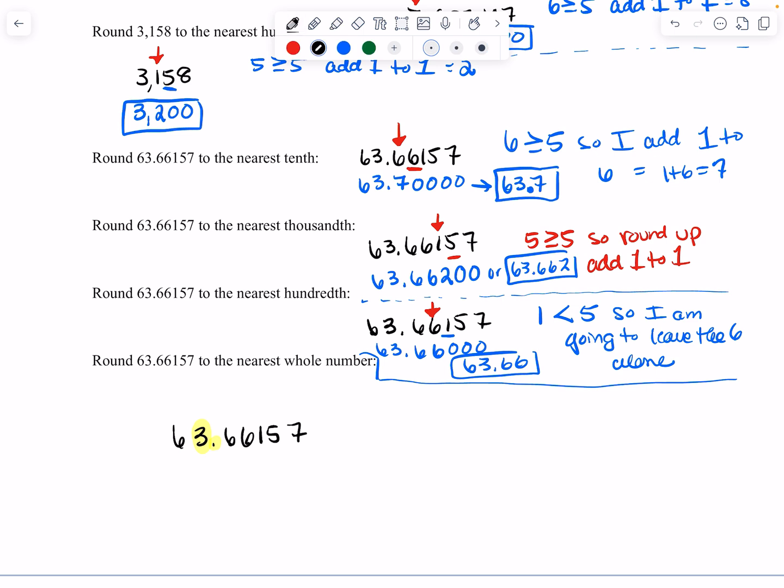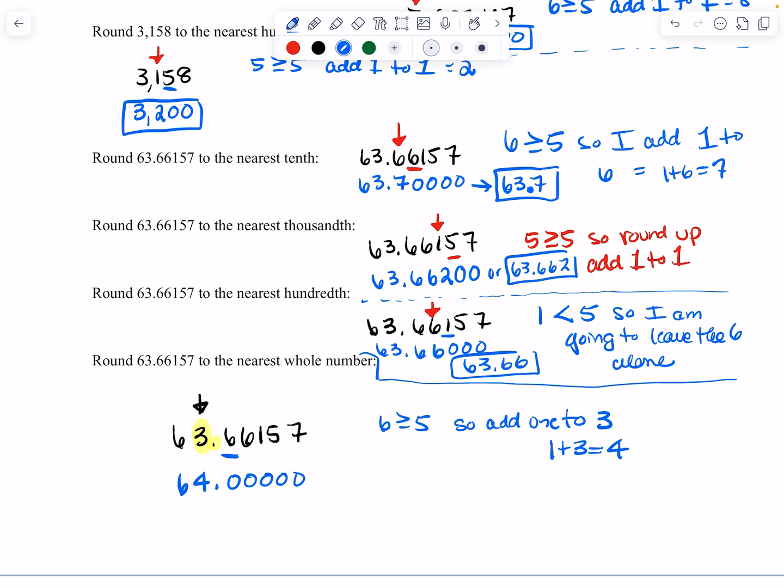So let's go ahead and put an arrow above it. I do the same thing. I'm going to look at the value behind it. So rounding rules still apply. 6 is greater than or equal to 5. So I'm going to add 1 to the 3 that's in the nearest whole number position. So 1 plus 3 equals 4. So we get 64 point, and again, you can put 0, 0, 0.